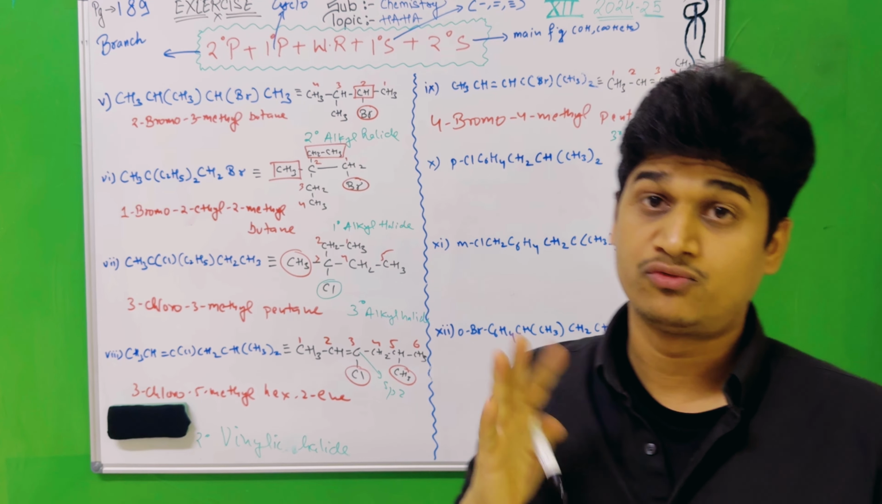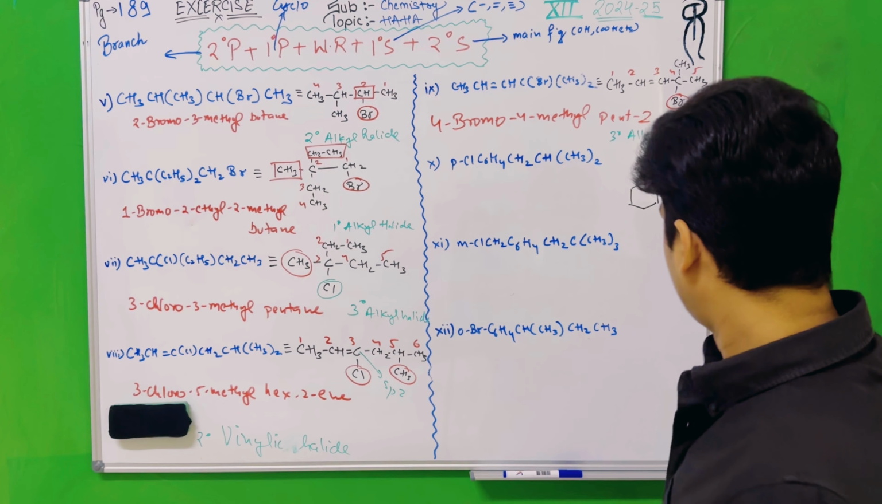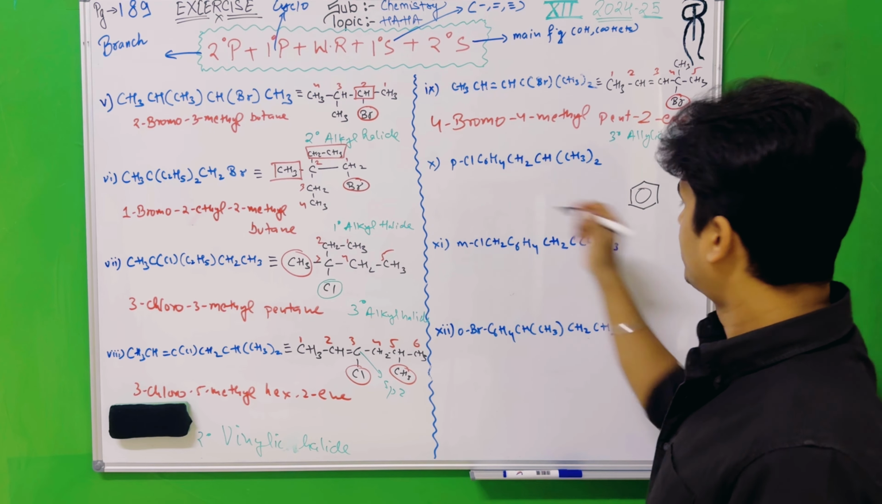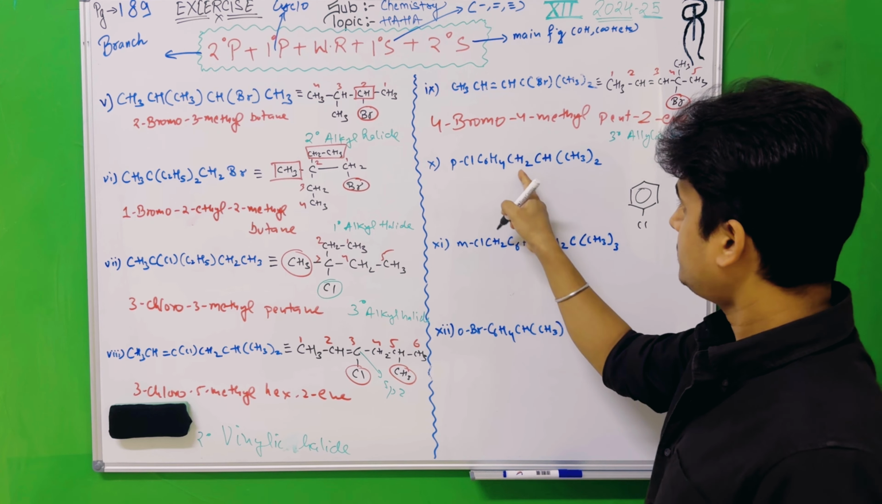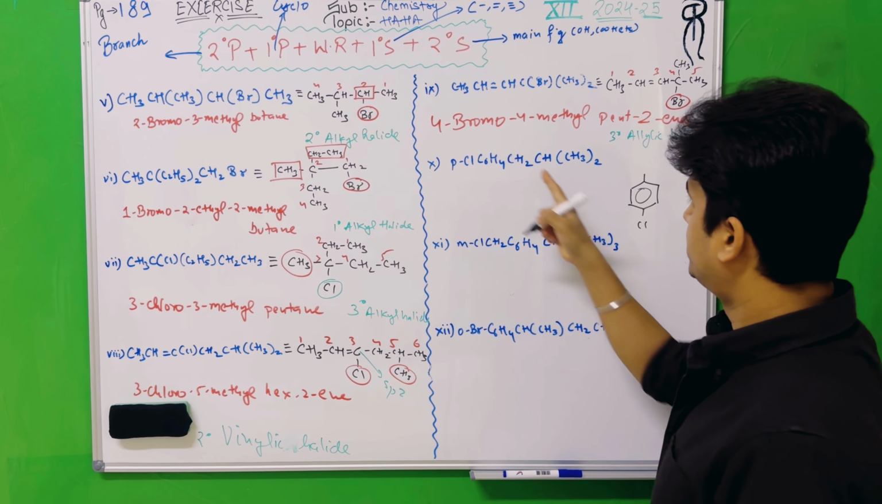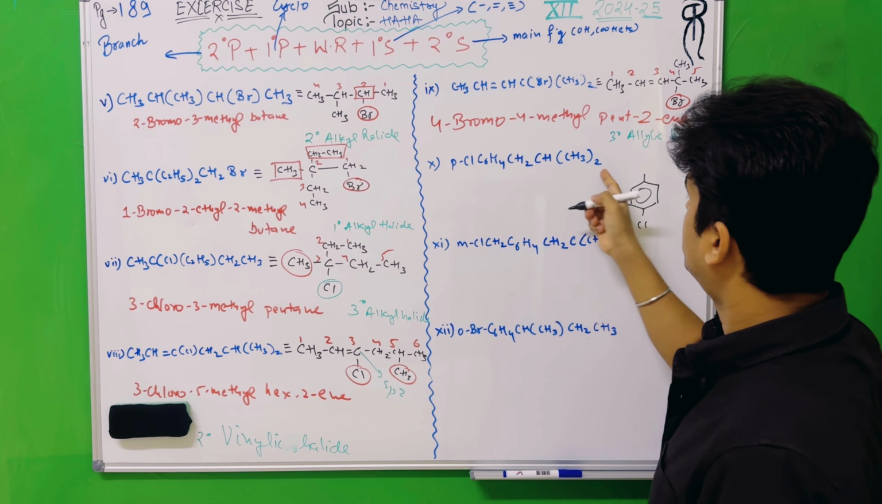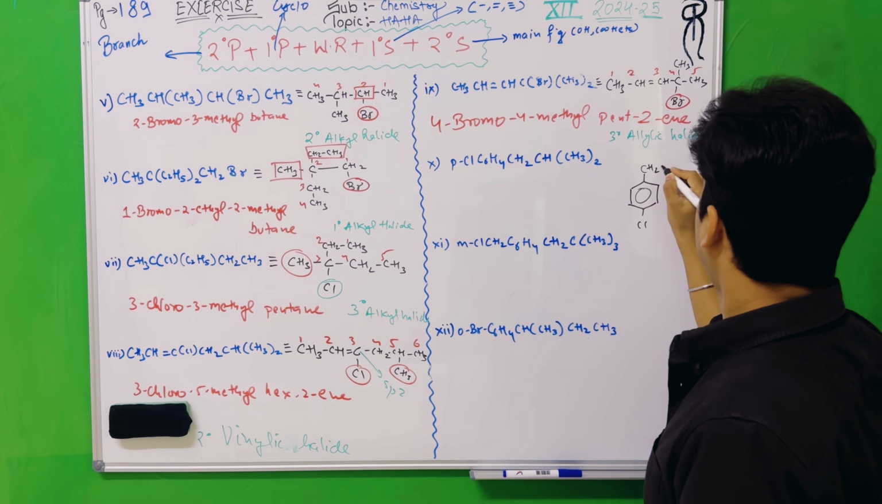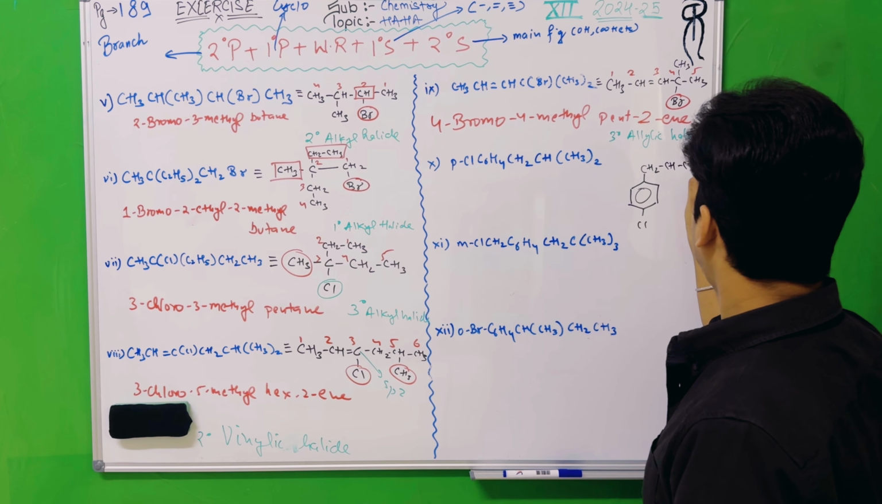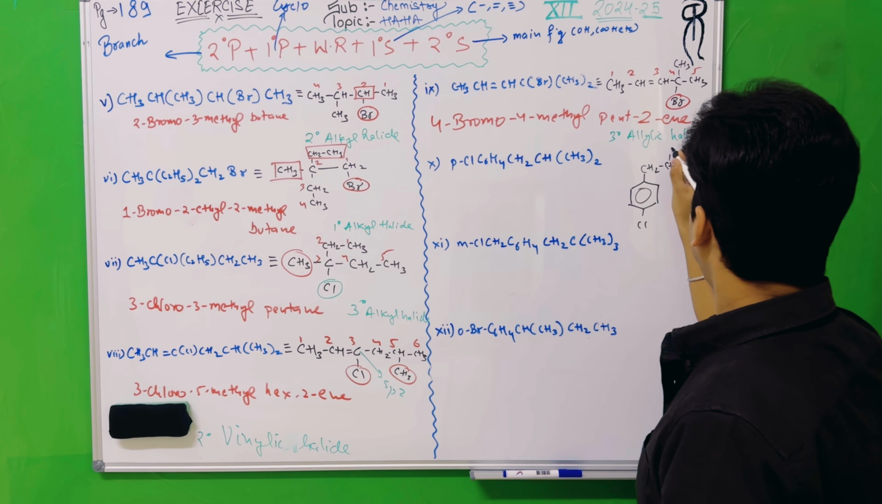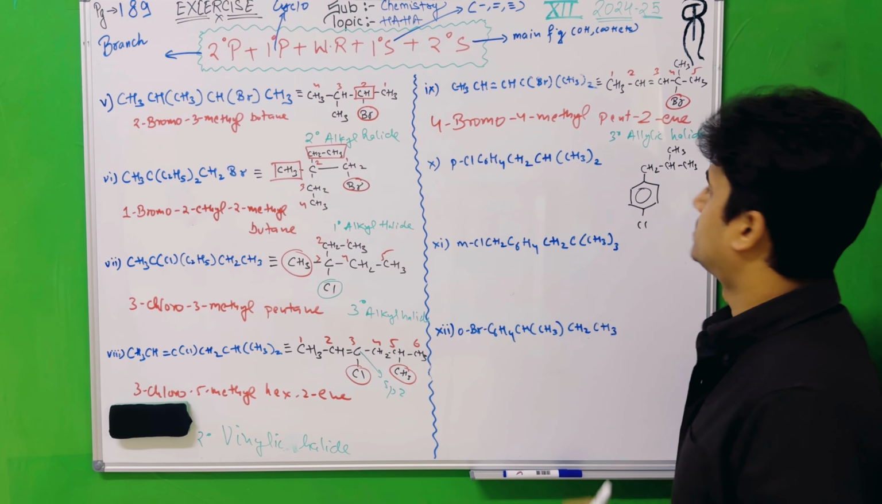C6H6 is your benzene. C6H4 means 2 hydrogens have been substituted. So this is your benzene ring. At the para position there is chlorine. Then at the first position, CH2 CH CH3 CH2. So CH2 CH CH3, CH3 twice, that means it is a branch.